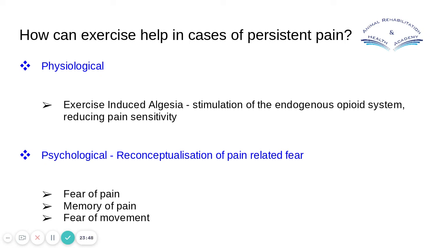Again, we're an ecosystem here, and we're trying to split something out, but just to think about it individually, there can be fear of pain, a memory of pain, a fear of movement. In humans, there's a known phobia, kinesiophobia, which is a true, proper phobia of movement. People just won't move because they're so frightened it's going to hurt.